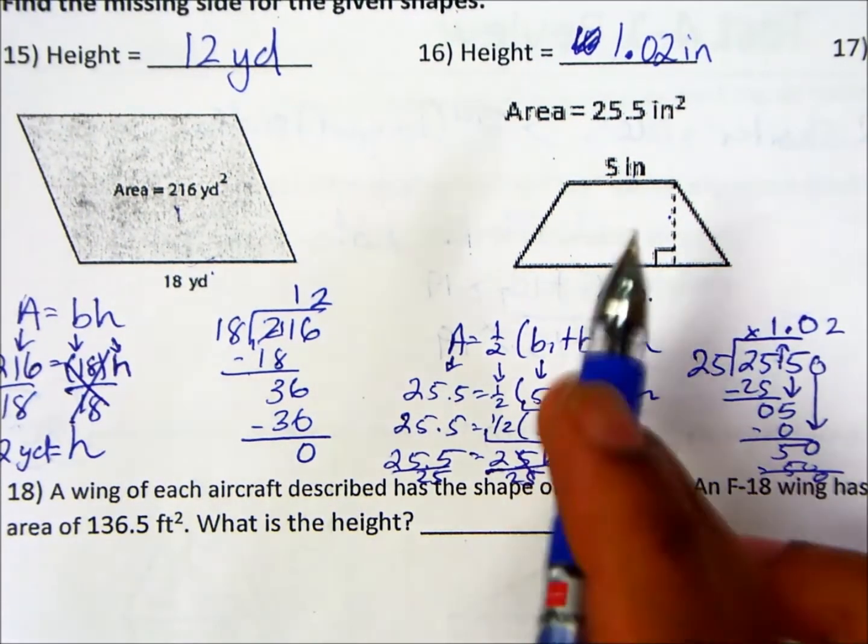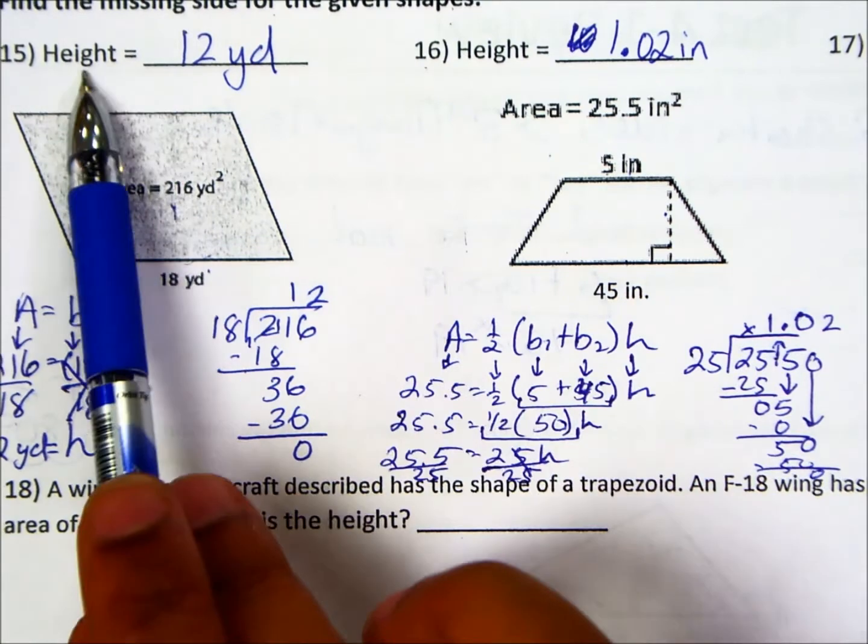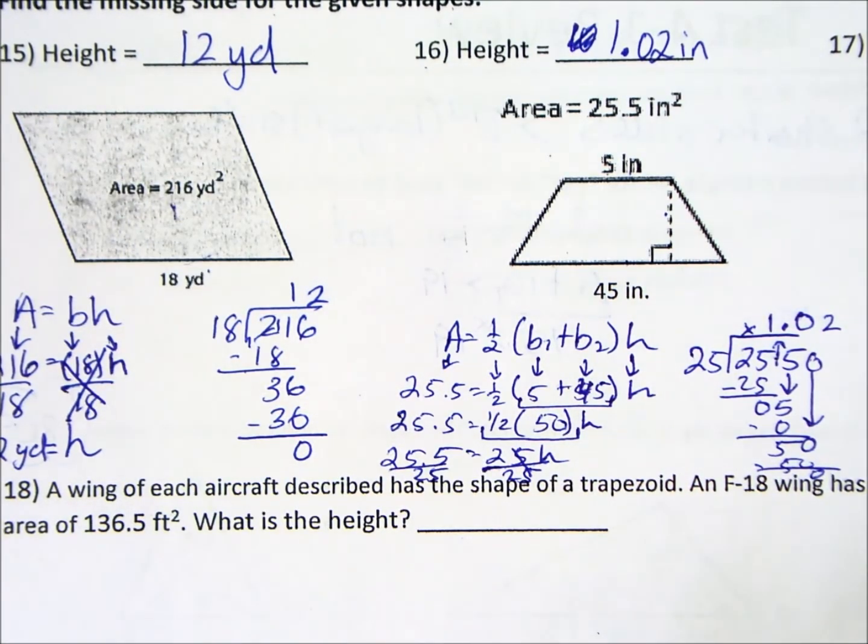Now in these cases, we're not putting square because we're just looking for a measurement, the height or the base. Okay, you're not squaring those units because you're not multiplying into, you're not finding area. Okay, so don't put inches squared, it's just inches.